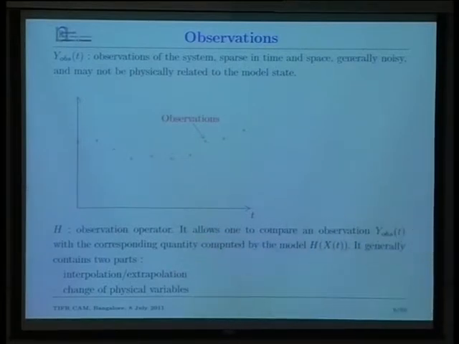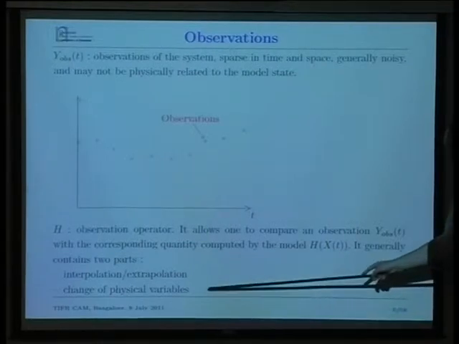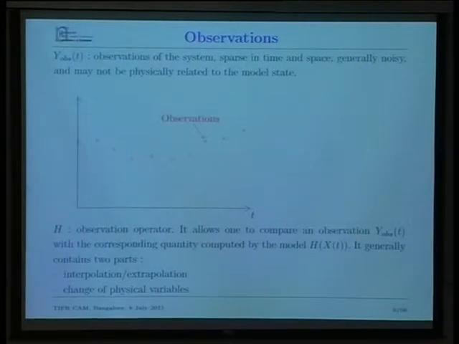Usually there are two parts in the observation operator. First, some interpolation or extrapolation, because you have two different grids in your numerical model, one for the model and one for the observations. The satellite, for instance, will not observe exactly where you have the model solution. And also you have a change of physical variables, because the satellite may not observe exactly your model variables. For instance, your model variables may be the temperature, the velocity, and so on. And satellites will observe some radiances that can be related to the sea surface temperature or height or things like that.